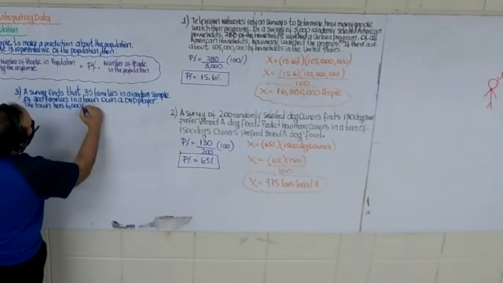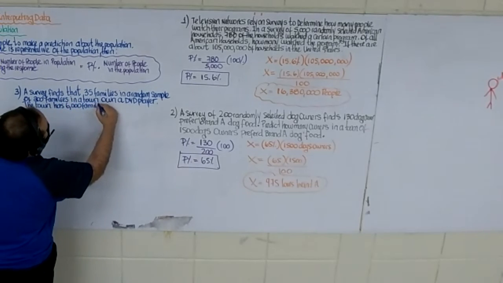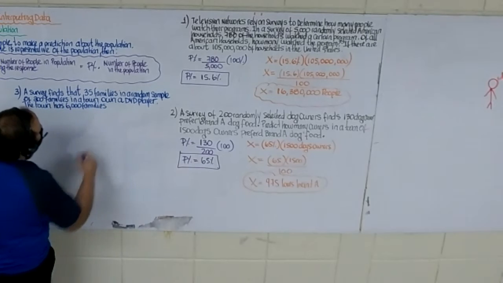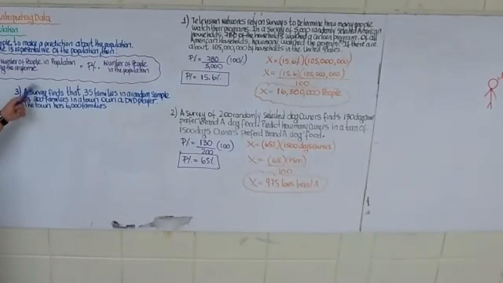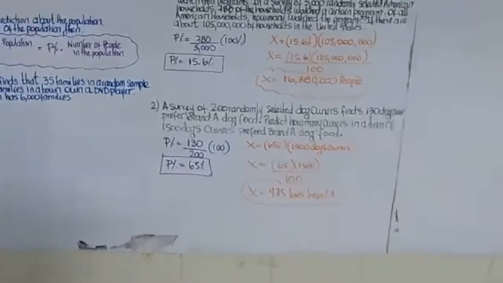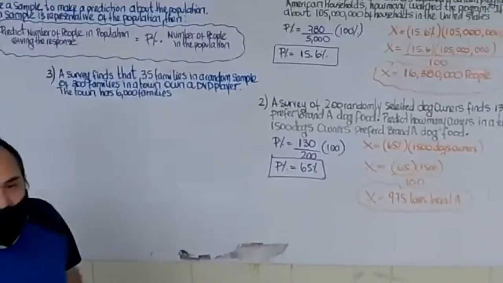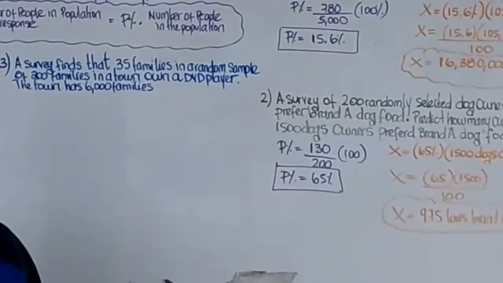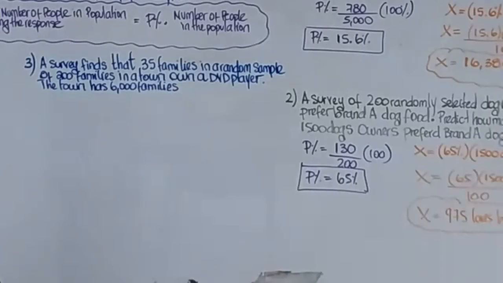Teacher, what's the word at the side of town? I cannot read the other word at the side of the word town. Which part? Let me approach the camera. In number 3. Okay, all right. The town has 6,000 families.